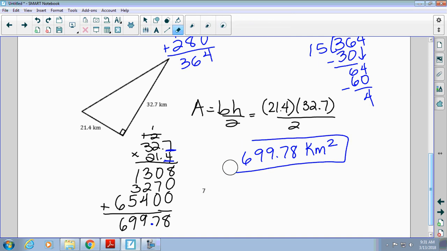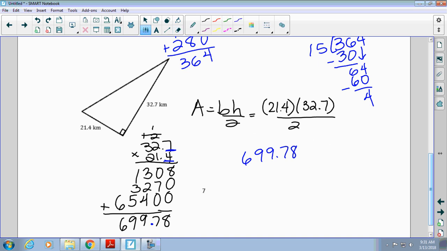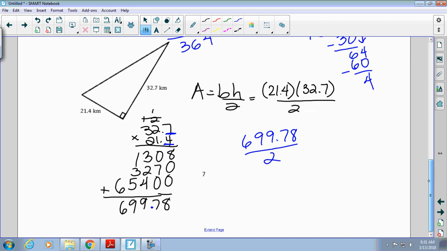Oh no, I didn't. What step do I still need to do? Divide by 2. Divide by 2. You know what? The math wizards almost got me. Actually, I almost got myself because that was pretty bad. All right, so 699 and 78 hundredths divided by 2. Any questions so far? I know we're moving quickly, but all right.